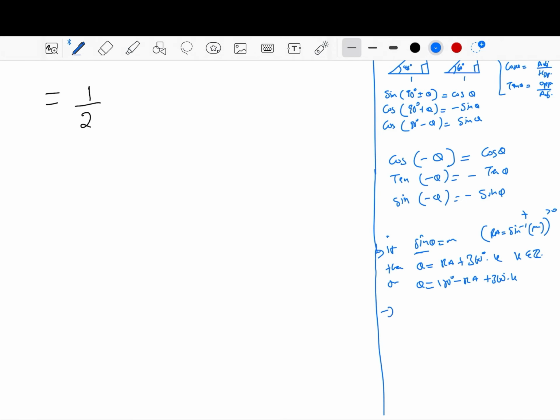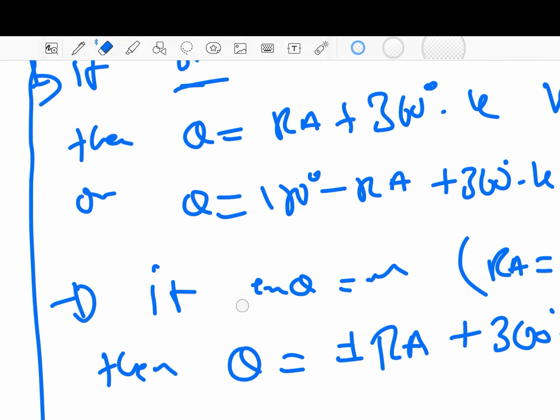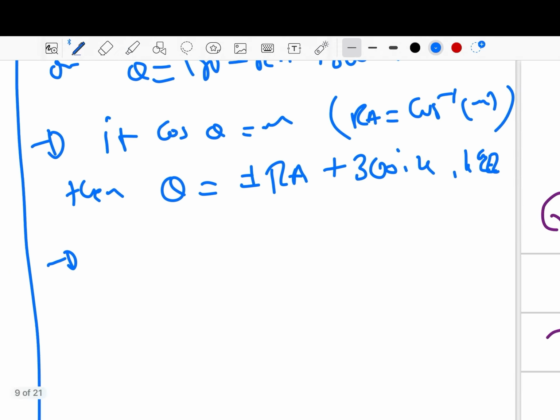Now if it's cos, again RA is cos inverse of m, a reference angle, and the way you calculate your theta will be plus or minus RA plus 360 degrees times k, and k is an integer. Now, did I say tan? No, that's not tan. Sorry, that's cos, people. In fact, I should have zoomed in a long time ago because this looks too small.